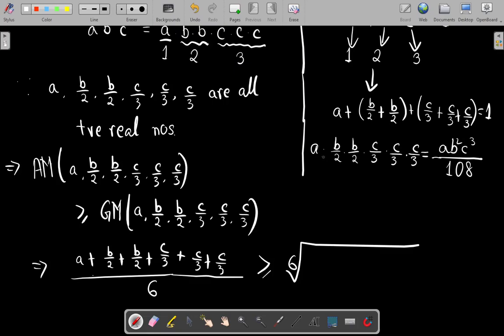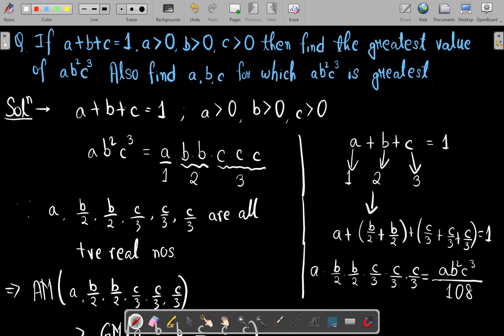I have done the product: a times b/2 times b/2 times c/3 times c/3 times c/3. So this product will give us ab²c³/108. Now this a + b/2 + b/2 becomes b, right? And this becomes c. So I can use a + b + c = 1.